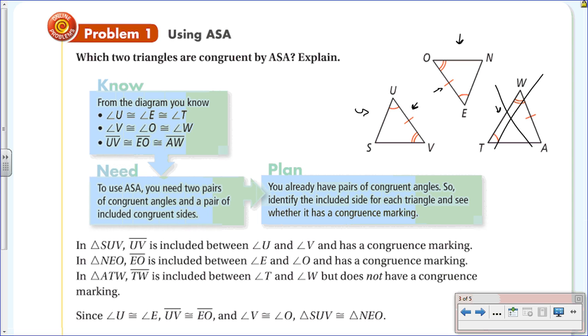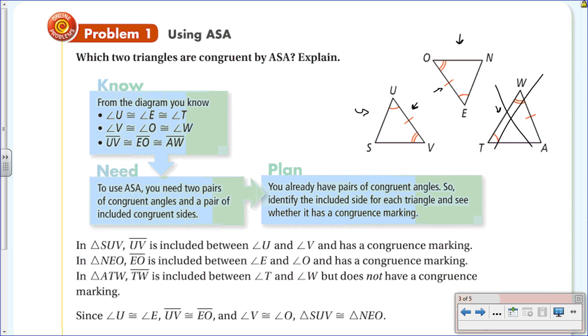Now, like I said, the important thing to remember with the angle, side, angle postulate is the side has to be between the two congruent angles. It can't be next to one of them. It has to be between both of them. It has to touch the vertex of each of the congruent angles.